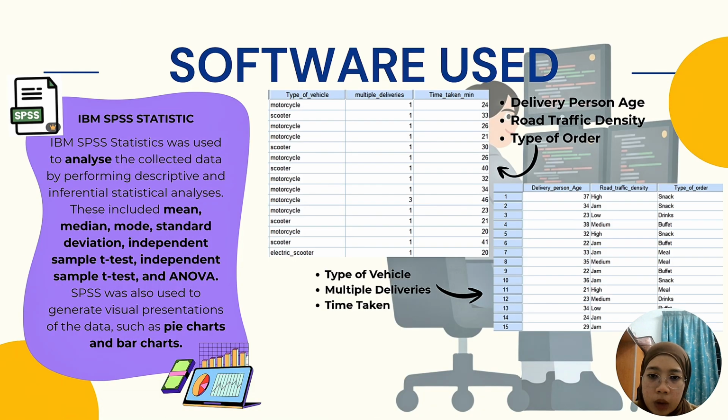For IBM SPSS Statistics, we use the dataset that was imported from Excel into IBM SPSS Statistics. We use SPSS to perform descriptive and inferential statistical analysis, which includes the mean, median, mode, standard deviation, independent sample t-test, and ANOVA. SPSS was also used to generate charts such as pie charts and bar charts to present the findings more clearly.